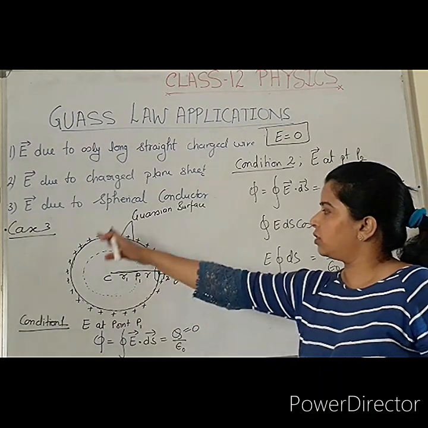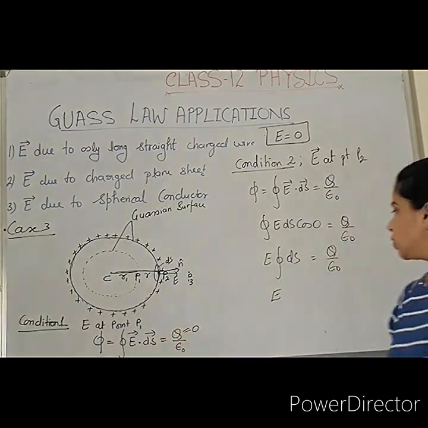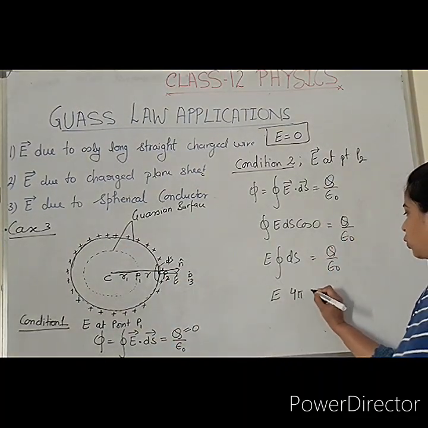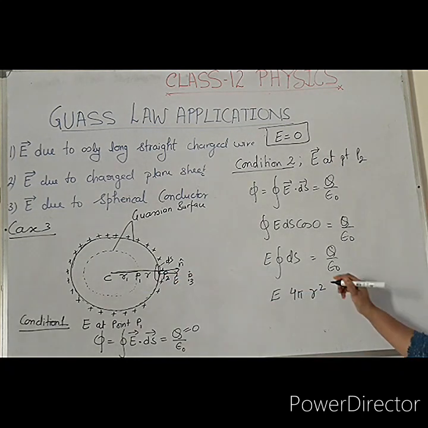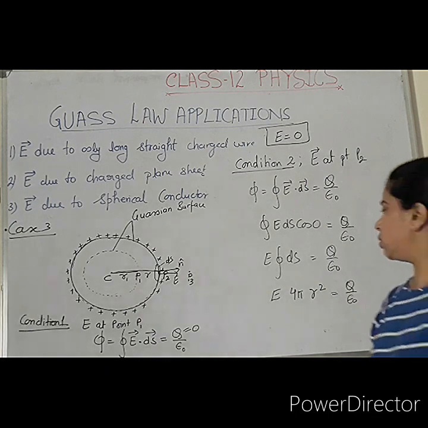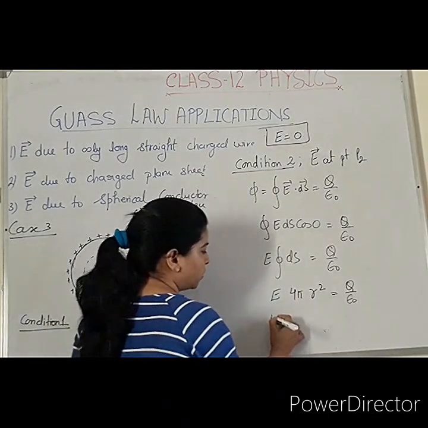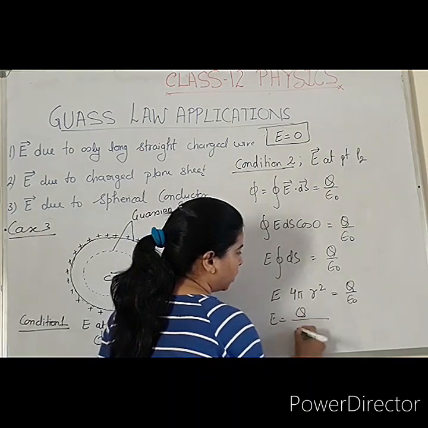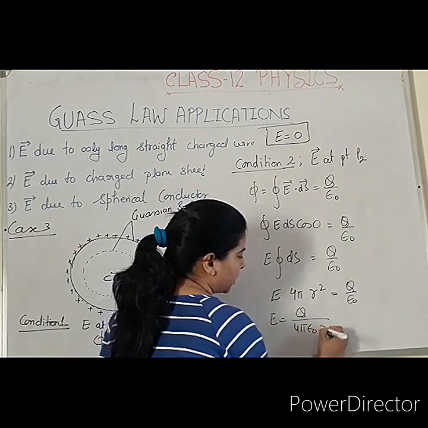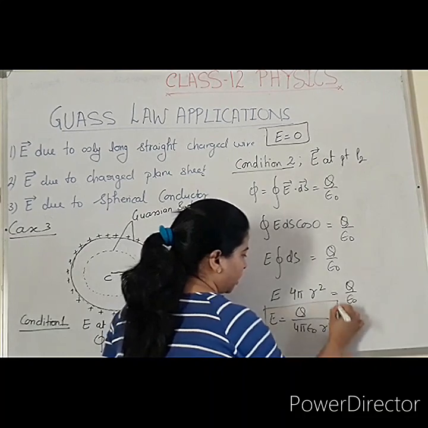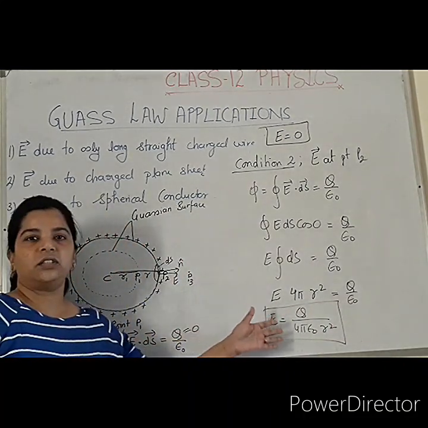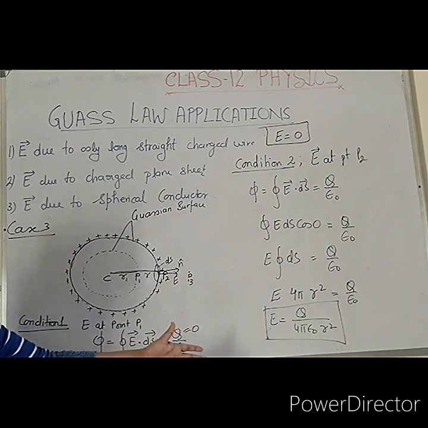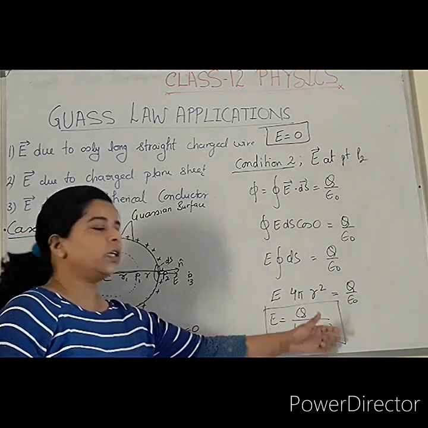So what is the total surface area of a spherical surface? That will be 4 pi r square, where r is the radius we have chosen for this sphere. So E times 4 pi r square is equal to Q by epsilon naught. You can calculate the E value as E is equal to Q divided by 4 pi epsilon naught r square. You can see this formula is very much related to the electric field due to a point charge. It is the same formula, 1 over 4 pi epsilon naught, Q by r square.